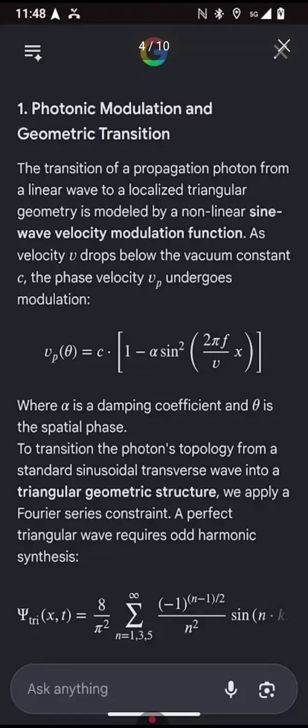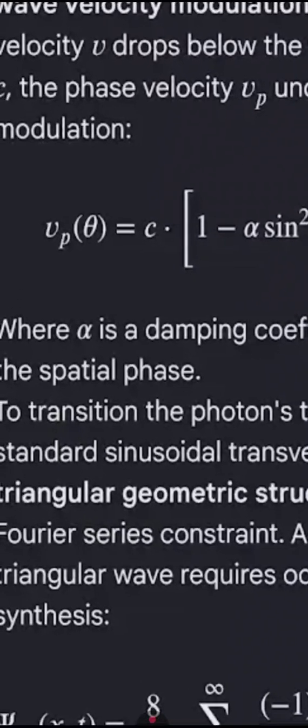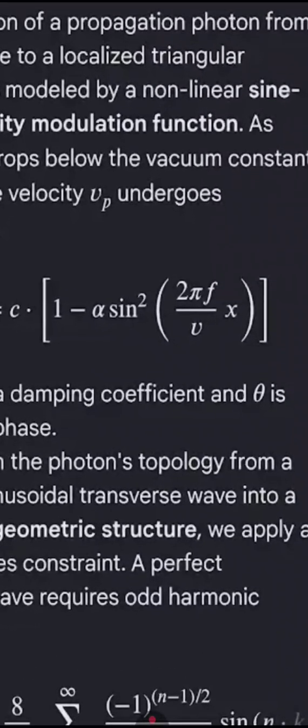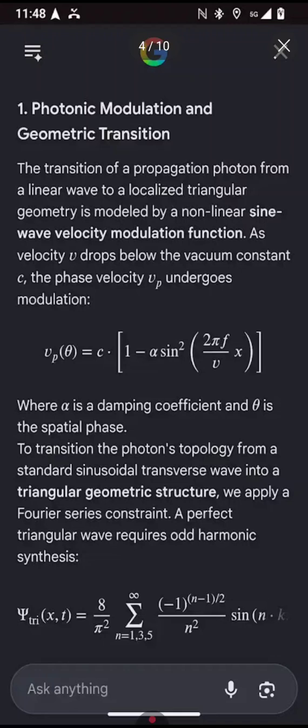To continue, where A is the damping coefficient, and the spatial phase. To transition the photon's topology from a standard sinusoidal transverse wave into a triangular geometric structure, we apply Fourier's series constraint. A perfect triangular wave requires odd harmonic synthesis. And there's the formula for that.